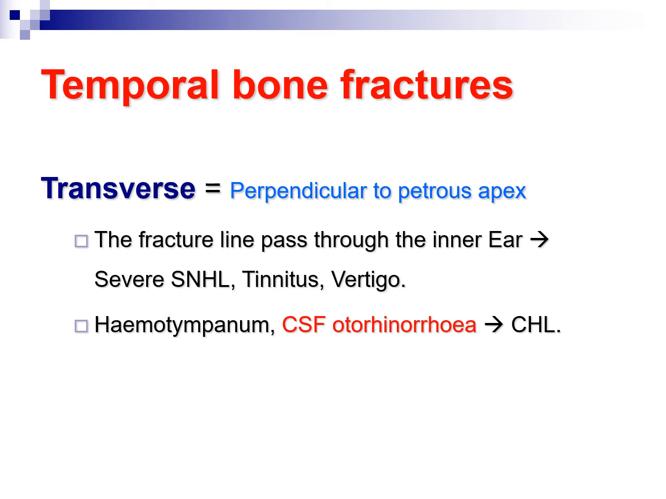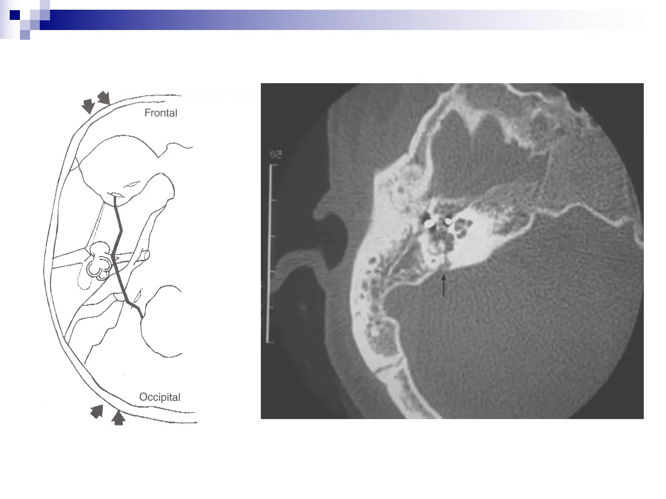Some of them, due to the fracture line passing through the inner ear, might have a hemotympanum or CSF otorrhinorrhea, with the CSF collecting in the middle ear, then passing through the Eustachian tube to the nose. That's why it comes out from the nose. That's why it's called CSF otorhinorrhea, and this might cause conductive hearing loss. 50% incidence of facial nerve palsy, and here you could clearly see the fracture line, and in the CT scan you could see the fracture line passing through the cochlea.